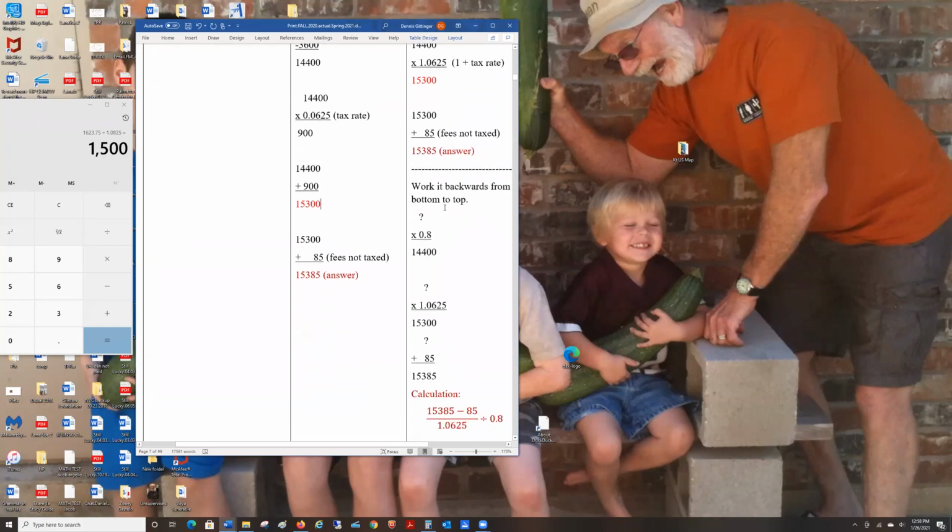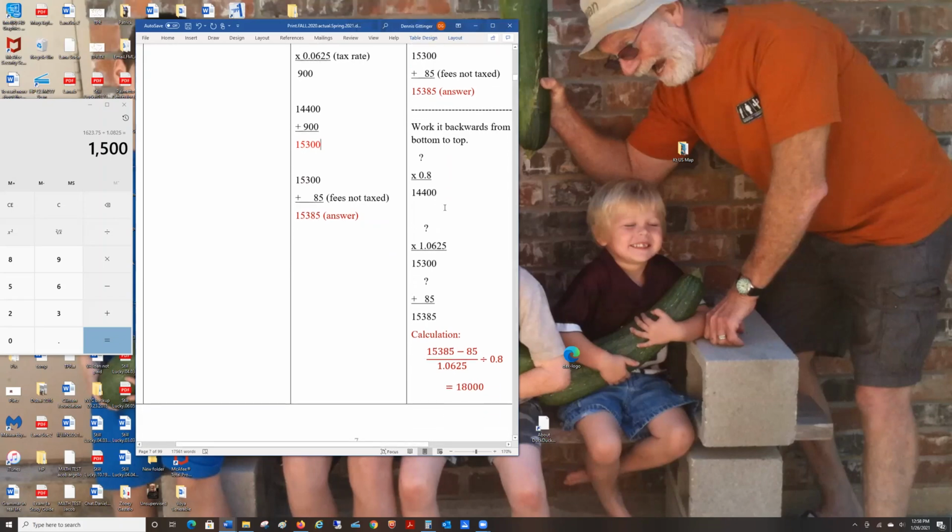Now, the reason that this is important is not that the usual way doesn't work, but there is another problem that's similar to this, except it starts off at the bottom. It says that this thing ended up costing $15,385 after you had $85 in fees and you had 6% tax added to the discounted price, and the discounted price was 20% off the sticker price. Whoa, this is a lot of words.